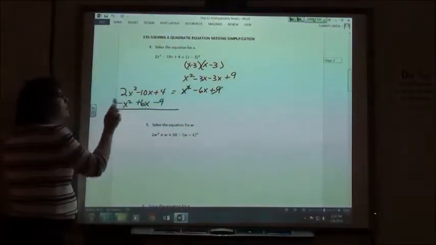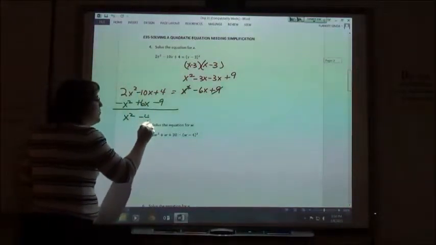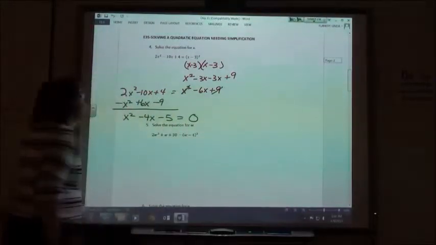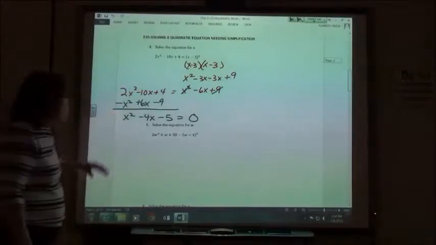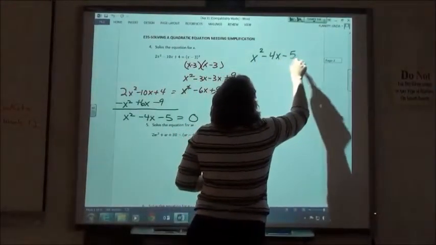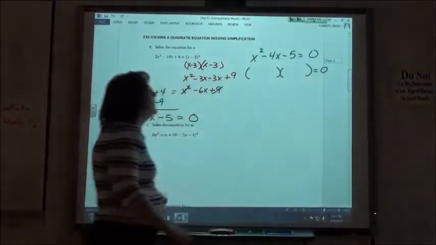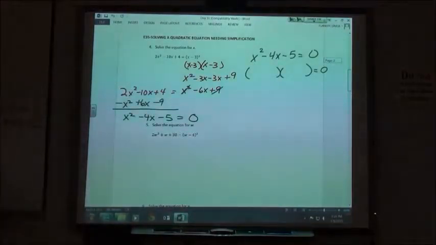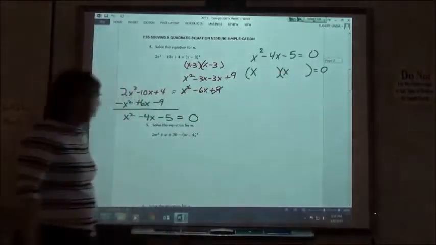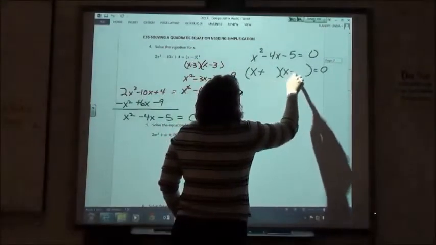So 2x squared minus 1x squared is x squared. Negative 10 plus 6 is a minus 4x. Positive 4 minus 9 is minus 5. Now it's equal to 0. So rewriting this, x squared minus 4x minus 5 equals 0. I can now solve by factoring. Factoring that out, we have x and x. My signs, since the end is negative, I've got one of each, plus and a minus.